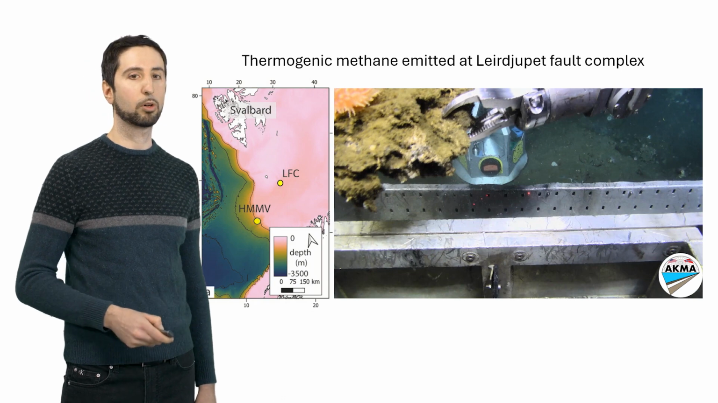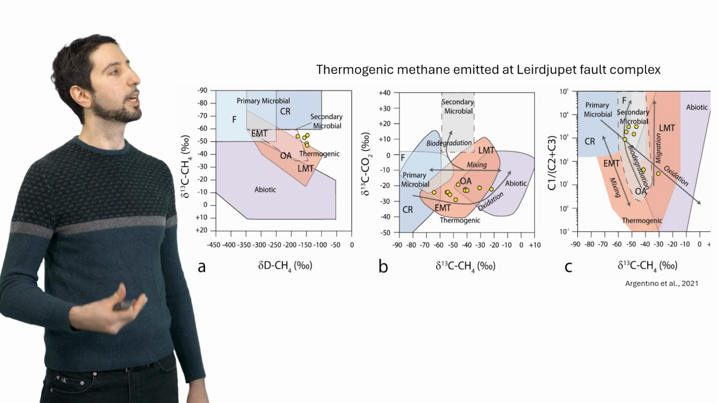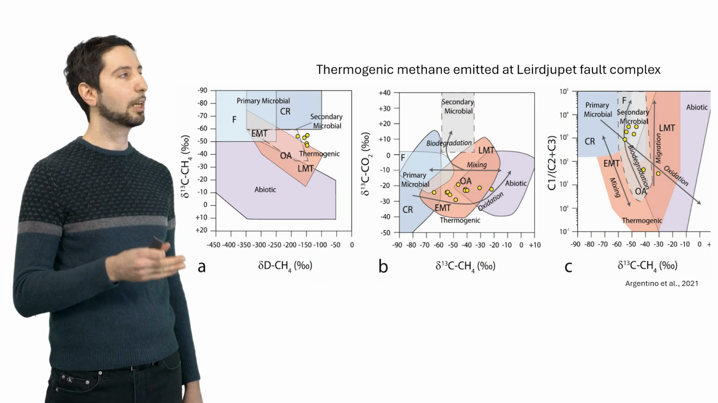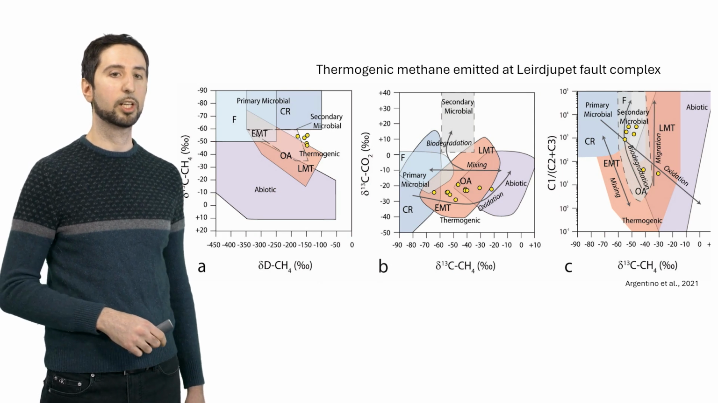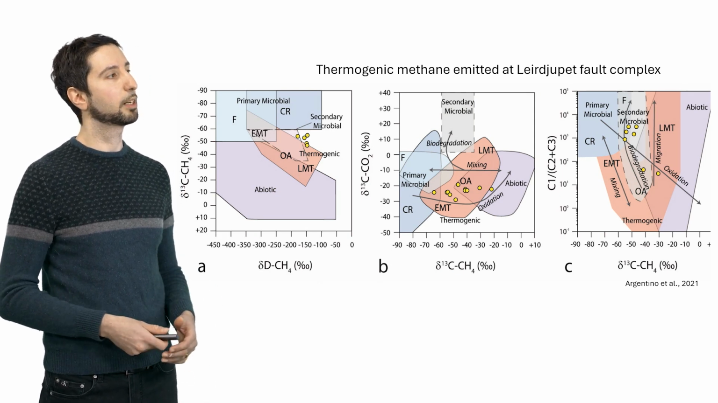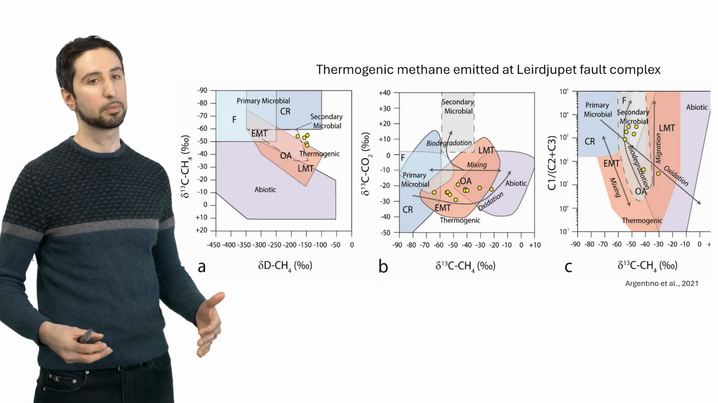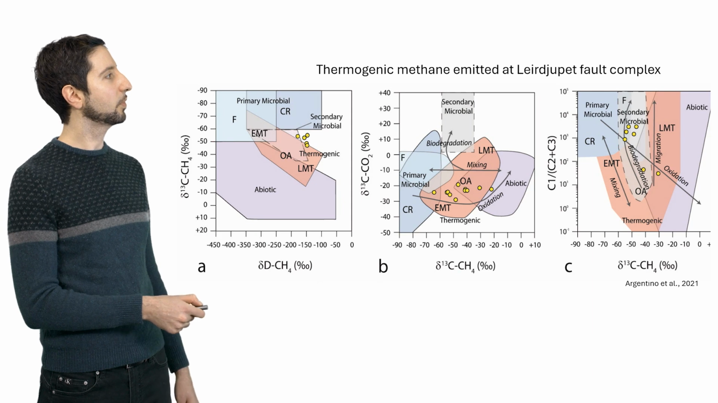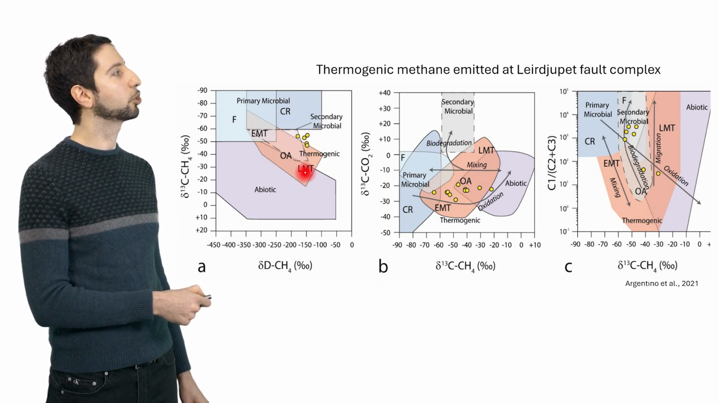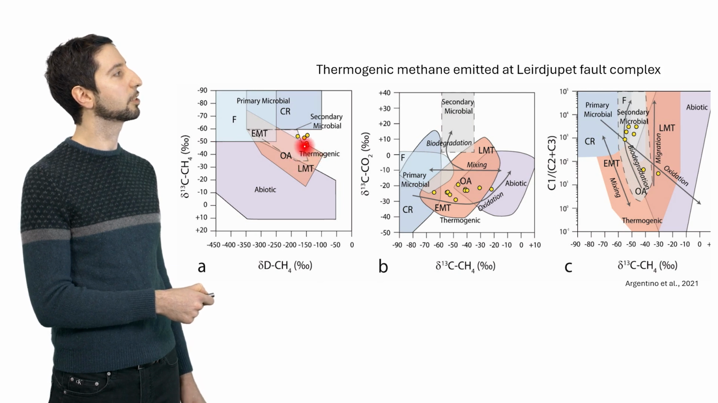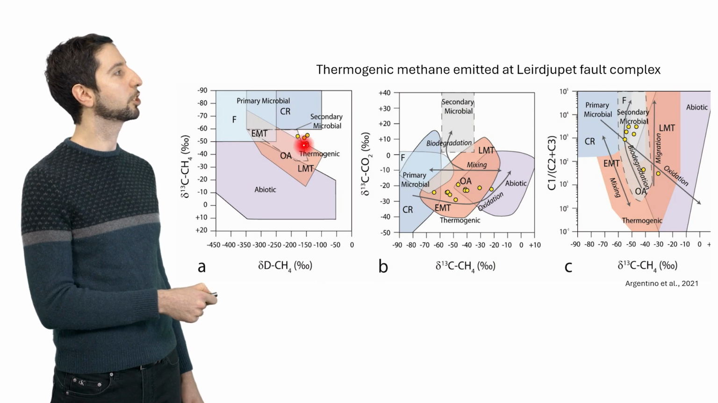So the fault complex is an example of thermogenic dominated gas. But I also selected this case study because in most cold seep areas dominated by thermogenic gas, we always find that it's mixed with microbial gas. So in this plot here, we see that there is no definitive thermogenic origin for the gas. It's not fully thermogenic. It falls a bit off the compositional field in here.